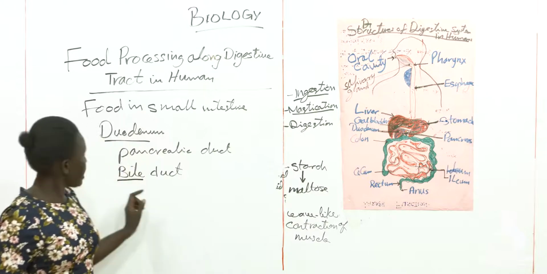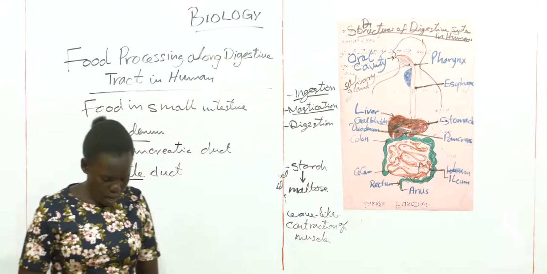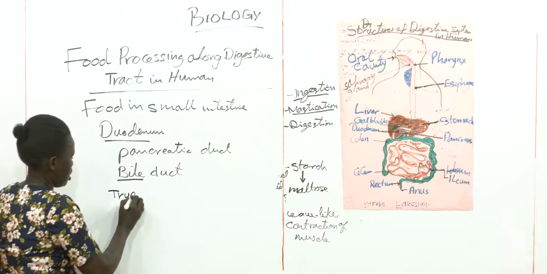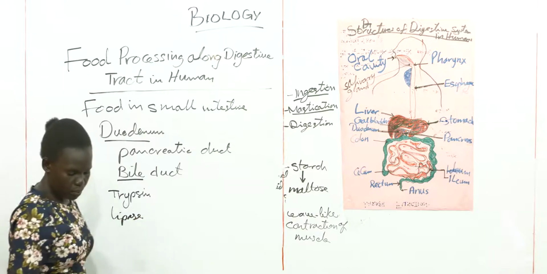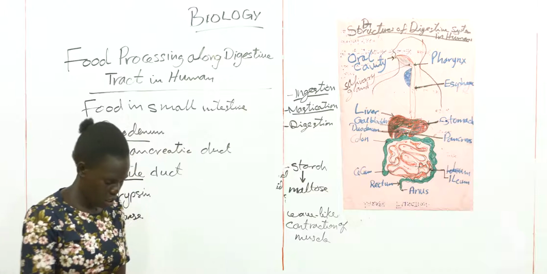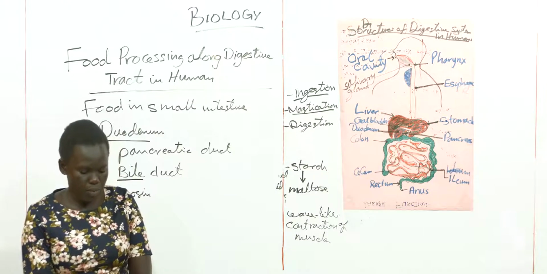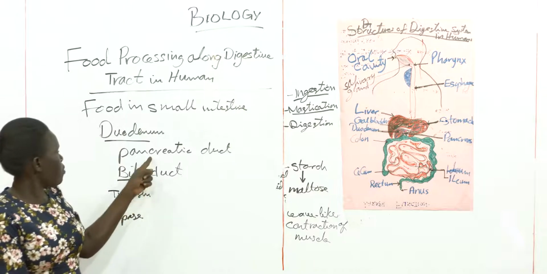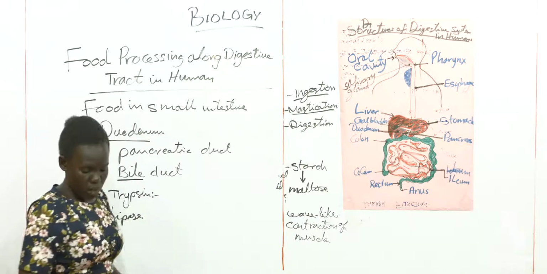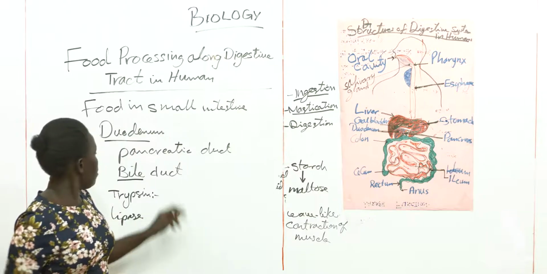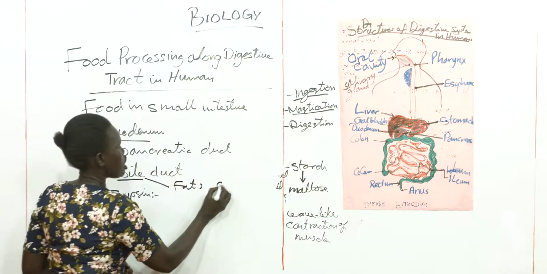And in the pancreatic juice, we have many enzymes like trypsin and lipase. These are some of the secretions in the duodenum. From the liver is the bile. Then from the pancreas we have trypsin and lipase. The bile breaks the fat into fat droplets.